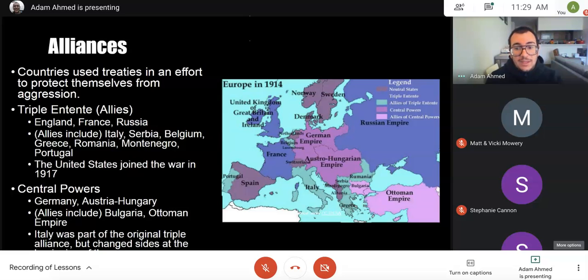the Allies. So the other side was the Central Powers, and that consisted of the German Empire, the Austro-Hungarian Empire, as well as the Ottoman Empire and Bulgaria. Originally, Italy was part of the Triple Alliance with the German Empire and the Austro-Hungarian Empire, but once the war started, they did switch sides.